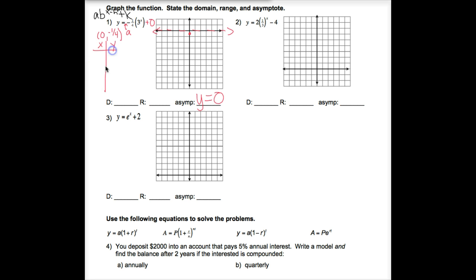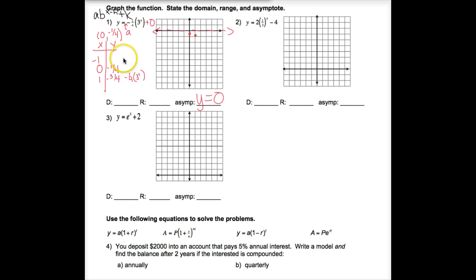So that means I want to pick some values around when x is 0. When x is 0, if I plug it in, 3 to the 0 power is 1, times negative 1/4 is indeed negative 1/4. So I just checked my starting point there. When I plug in 1, that's negative 1/4 times 3 to the first. So negative 1/4 times 3 is negative 3/4. So 1, negative 3/4.